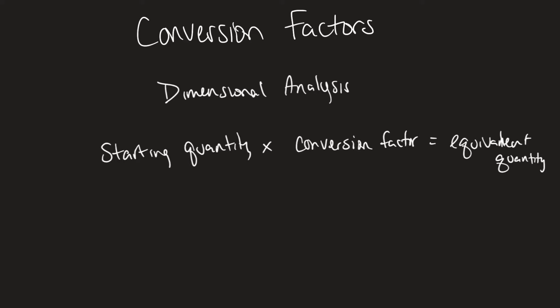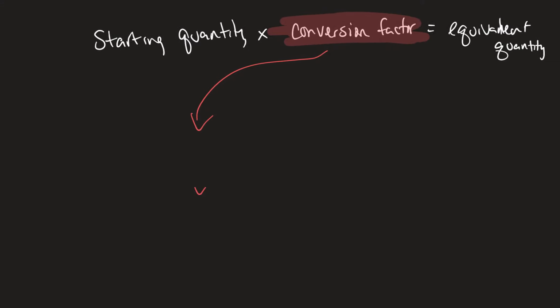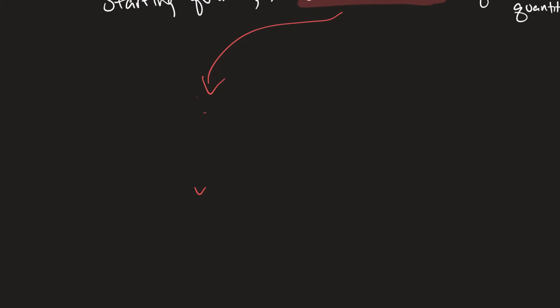Now let's talk about conversion factors quickly. What do I mean by this? Well, conversion factors are derived from what we call an equivalent statement. An equivalent statement basically describes how two units are equal to one another. So, for example, we know that 1 meter is equal to 100 centimeters. This is an equivalent statement.